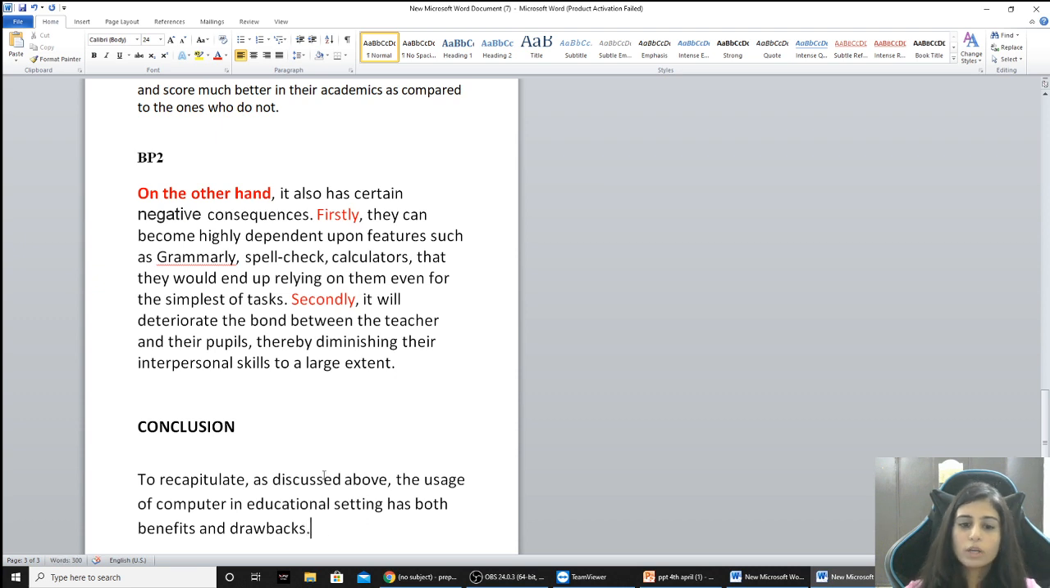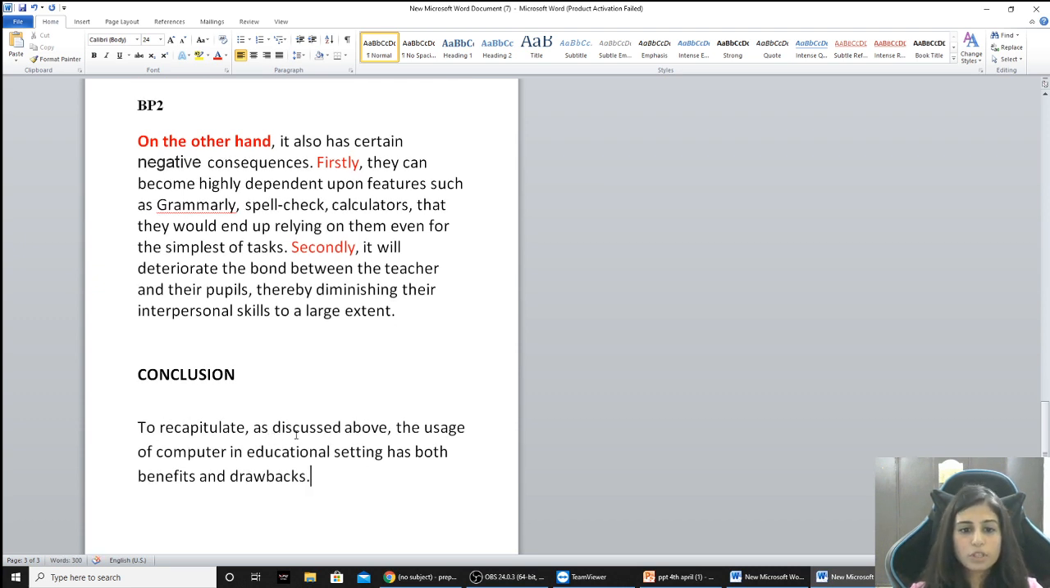So this is how you conclude your essay. To recapitulate, as discussed above, the usage of computers in educational settings has both benefits and drawbacks. Simple. You don't have to put a lot of brain here. Here, obviously, you can write laptops instead of computers, or you can write technology, latest technology. You can write whatever you want. But basically, the closing line or the bottom line is that the conclusion should be very simple, straightforward. It should just combine whatever you're trying to say in the essay.